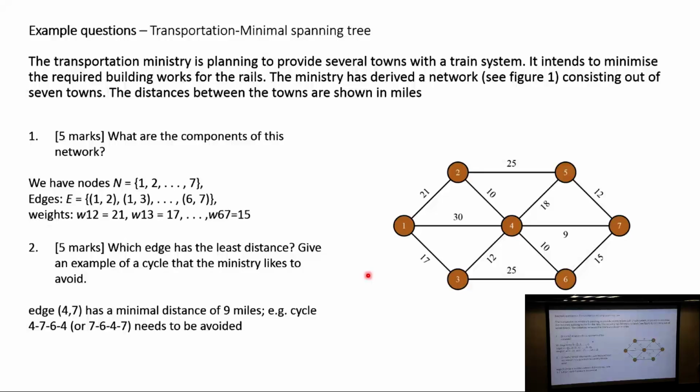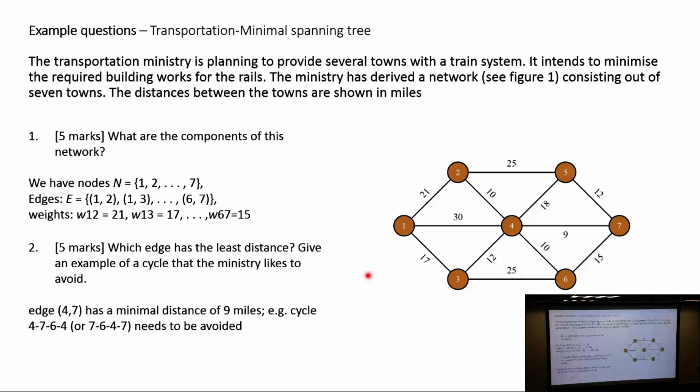And because this is a graph, for a graph the basic elements are the node and the edge. The edge connects the nodes, and the meaning of the edge is actually the weight. So in here, we have several different weights. And which edge has the least distance? Apparently this is 4 to 7. So this is just 9.